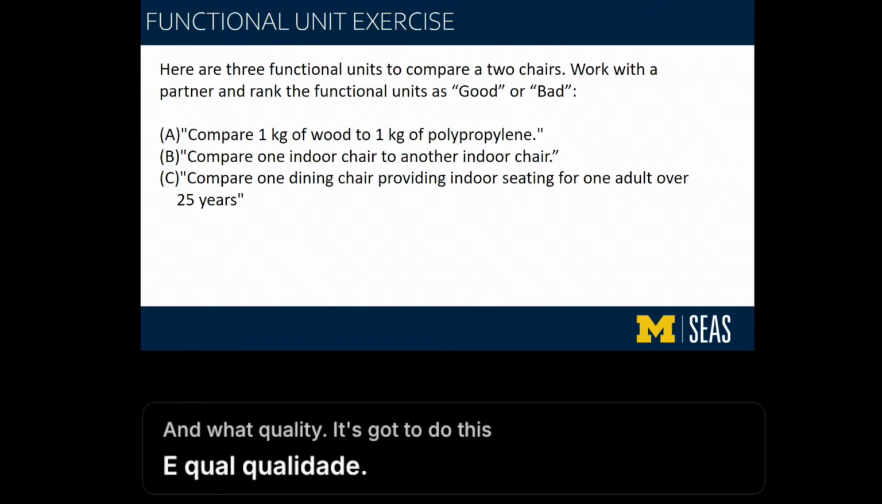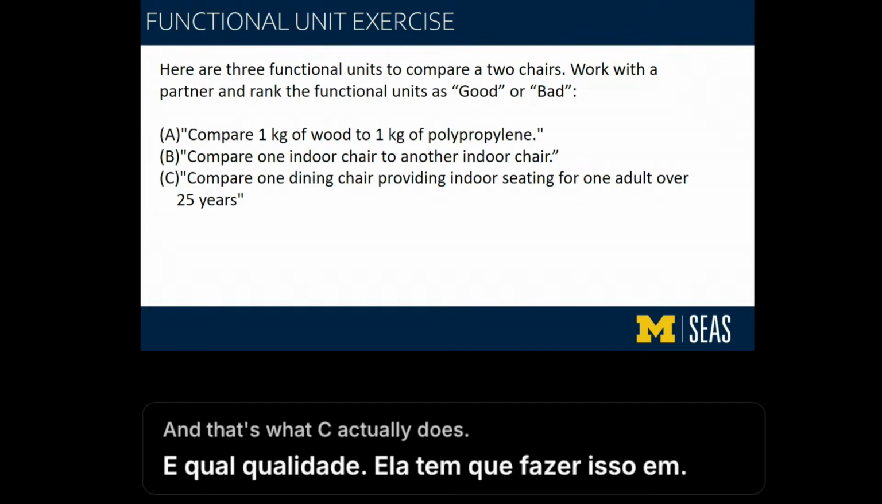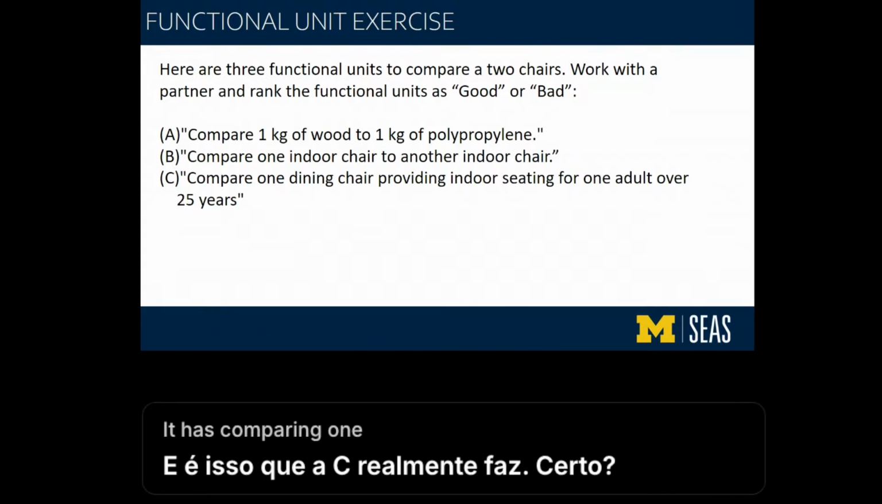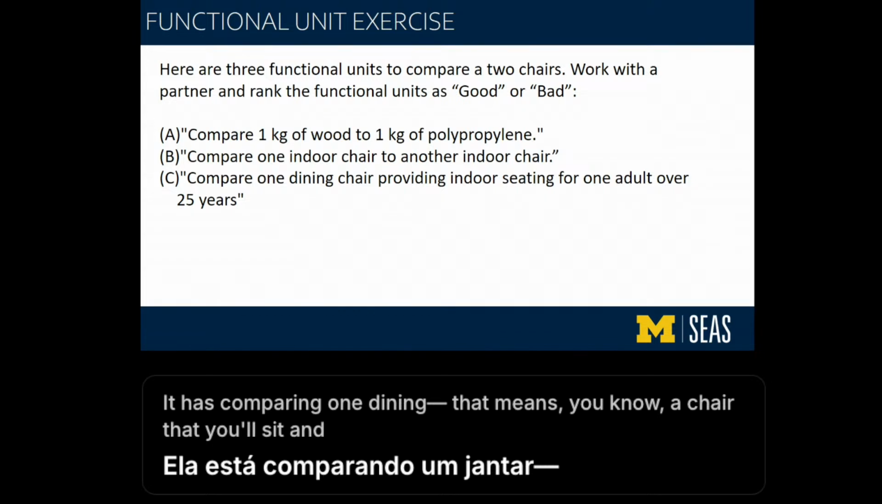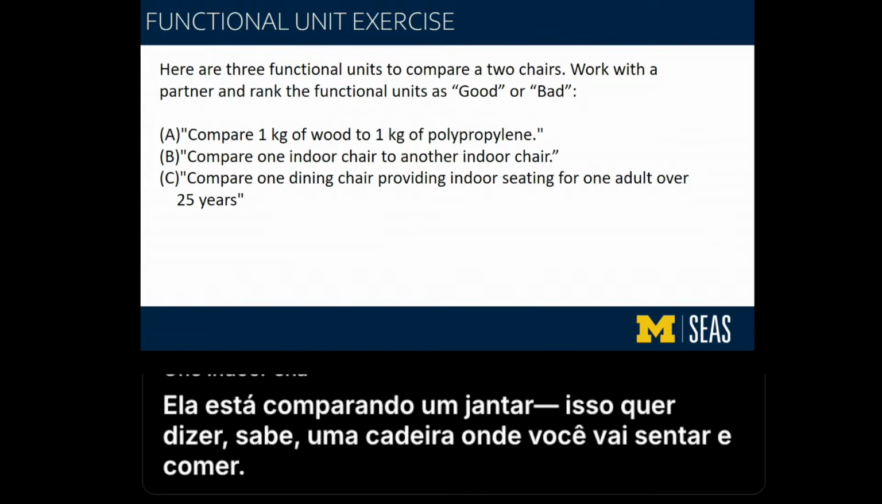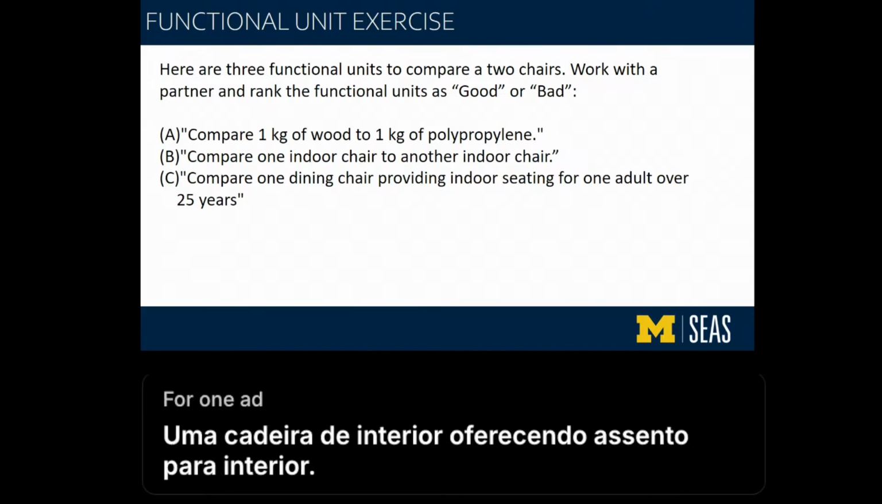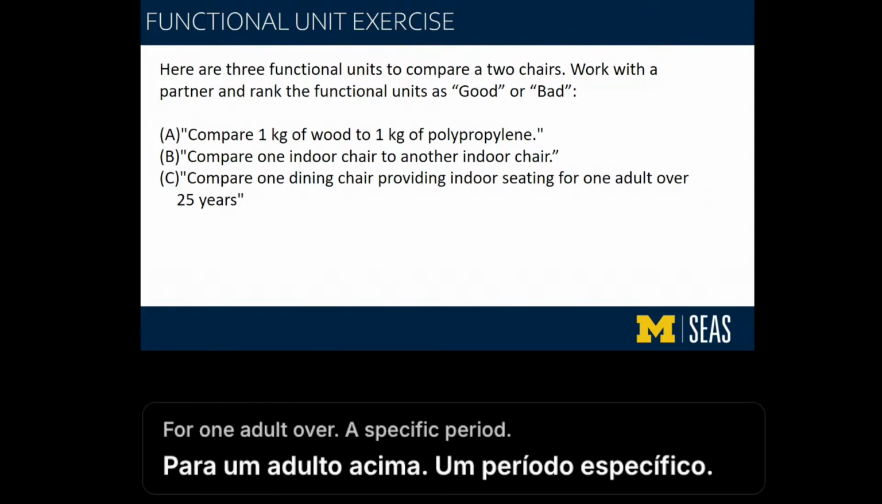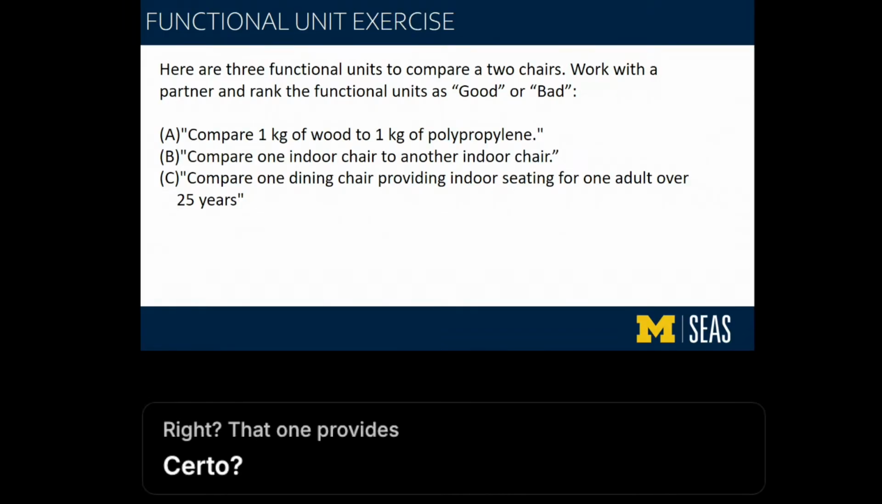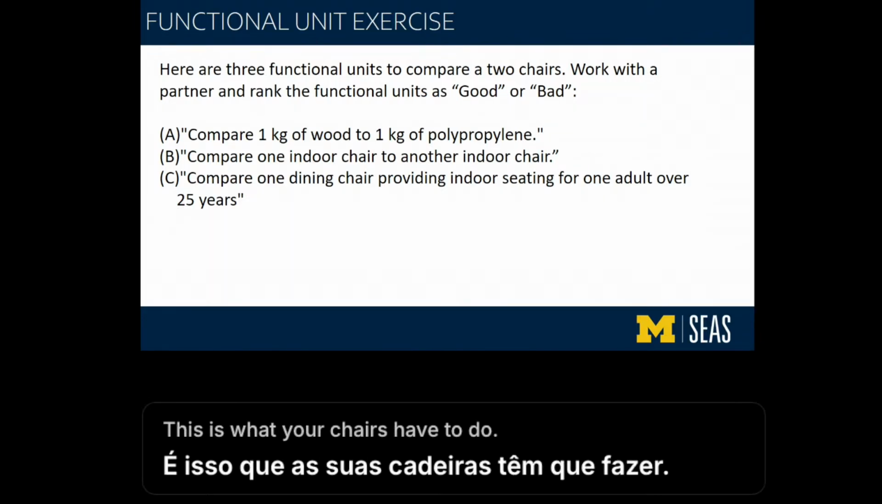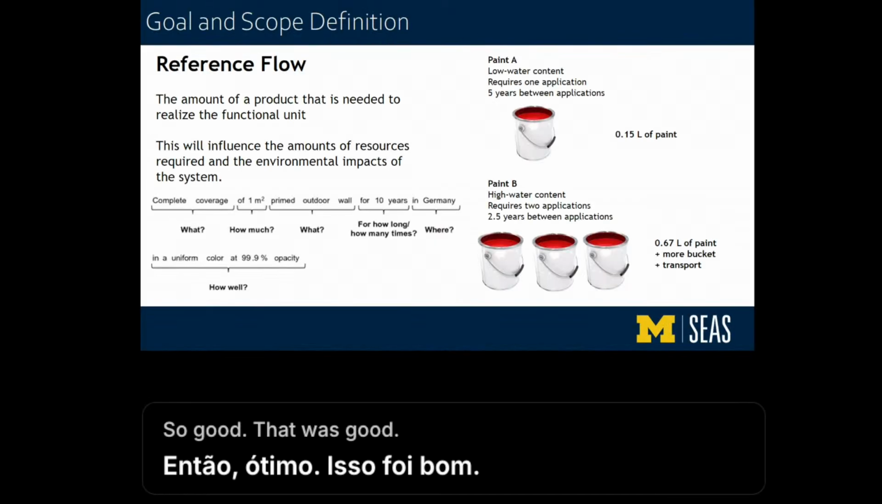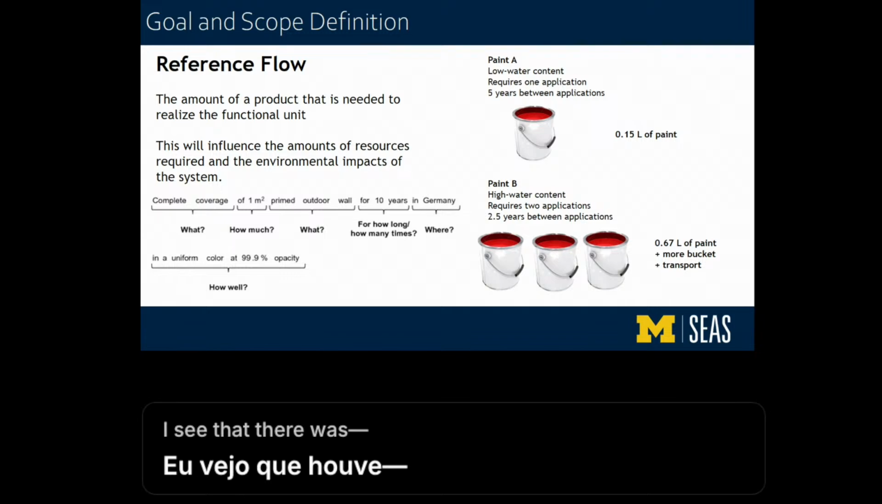And that's what C actually does, right? It has comparing one dining, that means, a chair that you'll sit and eat at. One indoor chair, providing indoor seating for one adult over a specific period, right? That one provides the information that you need, and there's no ambiguity, right? It's very clear. This is what your chairs have to do. So good, that was good. I see that there was an understanding there. And this is important.